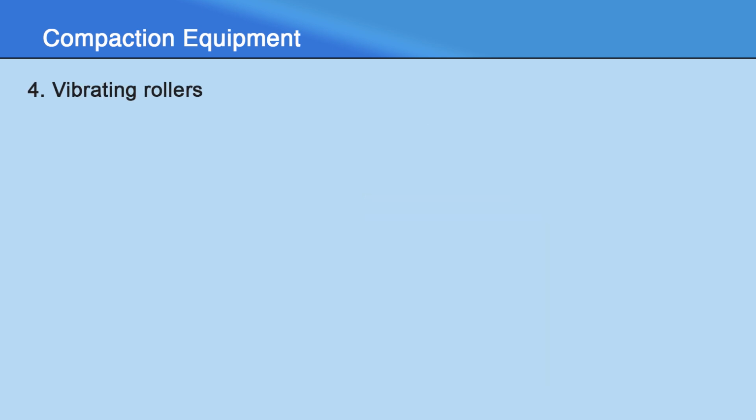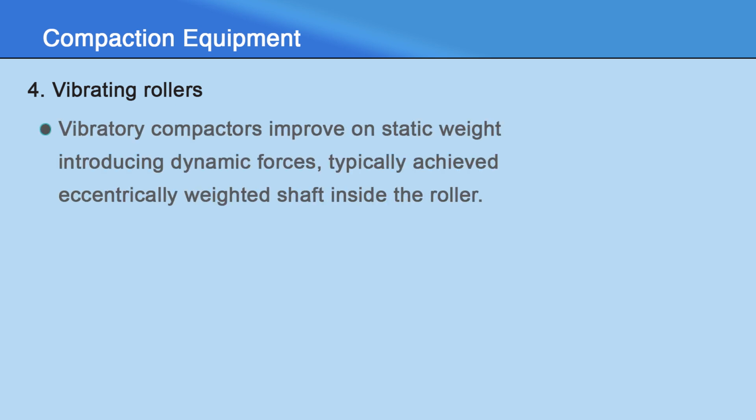Next, we move on to vibrating rollers. Vibratory compactors improve on static weight machines by introducing dynamic forces, typically achieved through a rotating eccentrically weighted shaft inside the roller. Certain types of soil such as sand, gravel and relatively large stones respond quite well to compaction produced by a combination of pressure and vibration.